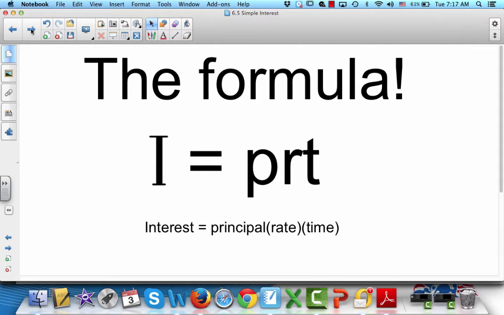And this is the formula. Interest, or I, is equal to the principal times the rate times the time. You got to remember this, okay? This is something you got to memorize. Interest equals principal times rate times time.